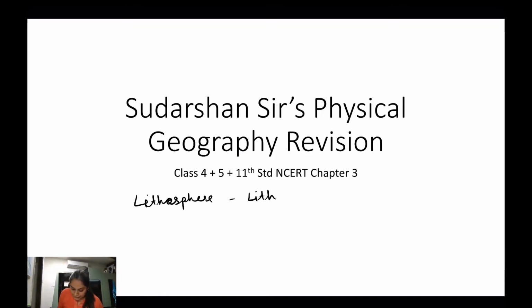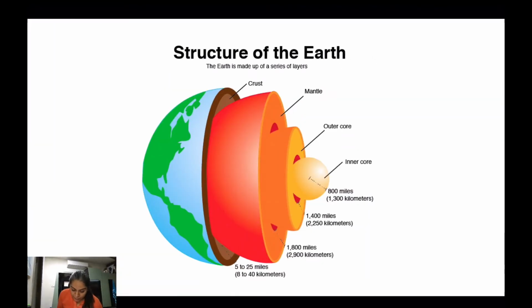So the earth is made up of several layers, the first one being the crust, then there is the mantle, and then there is the core. The core is further divided into the outer core and the inner core. Basically the crust covers some 34 kilometers on average, because in the ocean areas the crust is a little thinner, but in the mountain areas it is a little thicker. So on average it is somewhere around 30 to 34 kilometers.